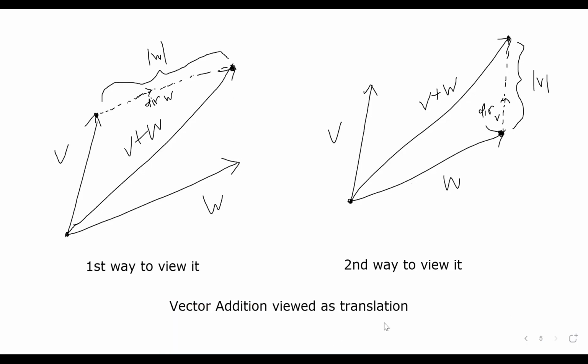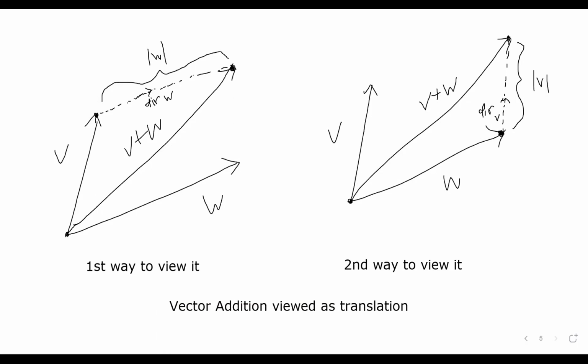There's a second way to view vector addition as a translation. You can either move along V first and then in the direction of W, the length of W, or you could move along vector W, then move in the direction of vector V of length V to get to the terminal point. So there's two ways to think.